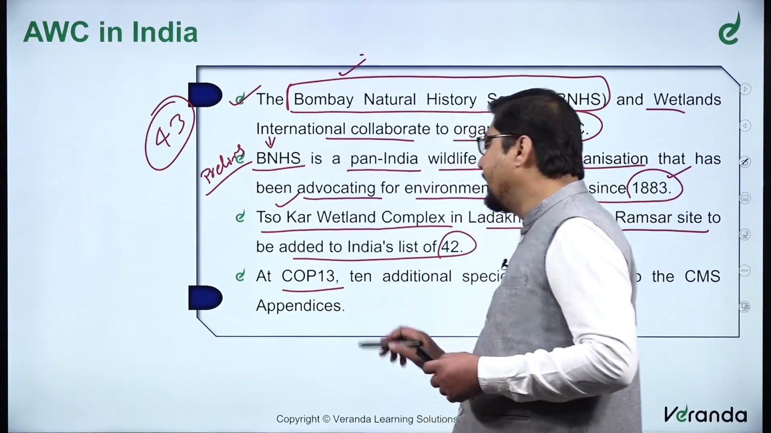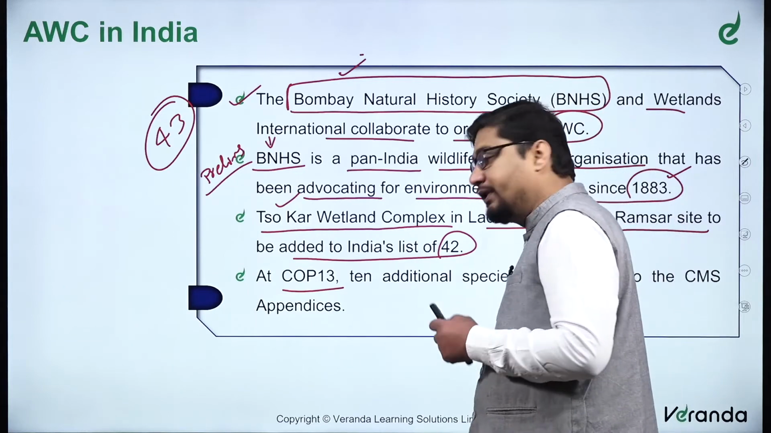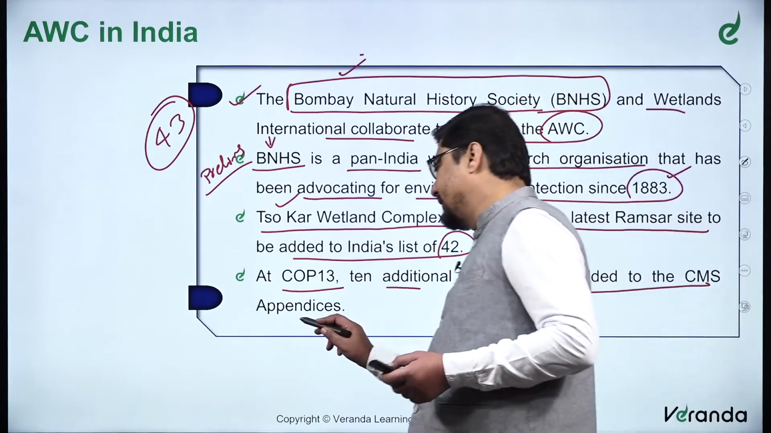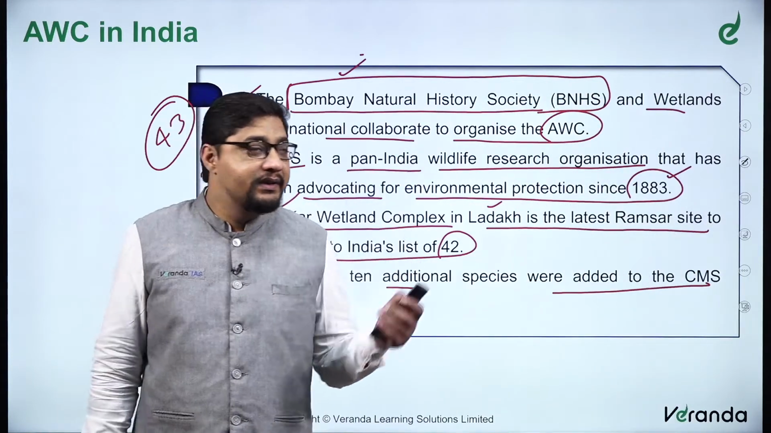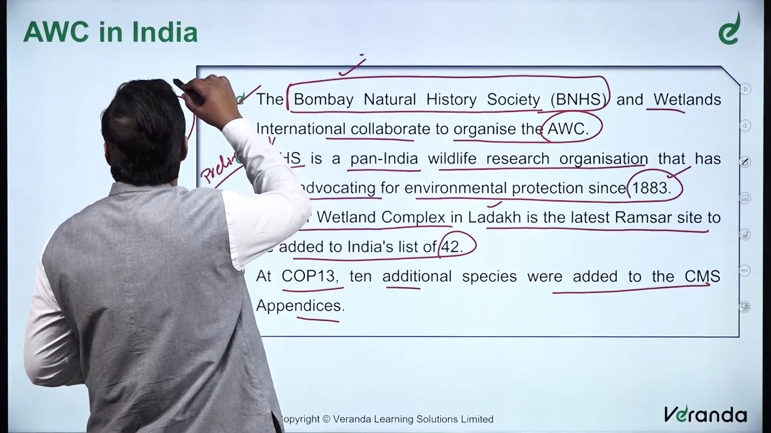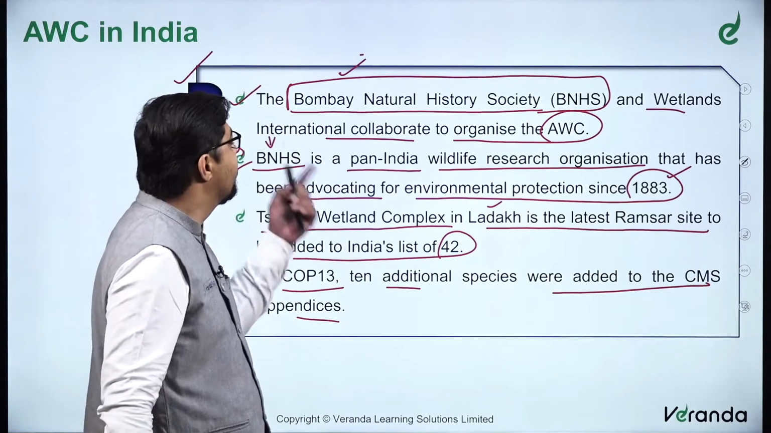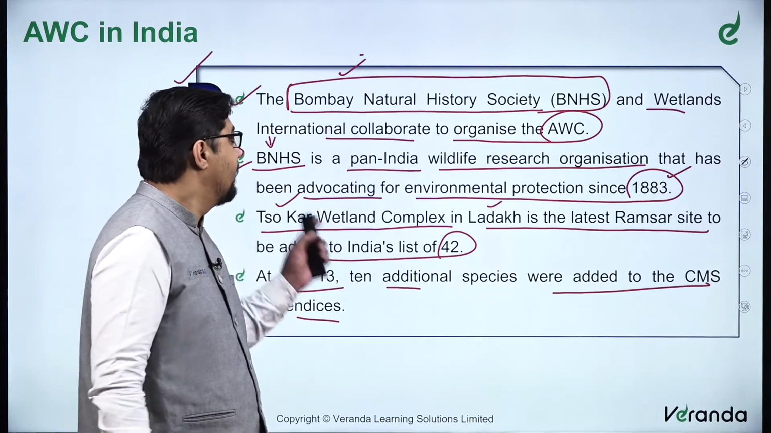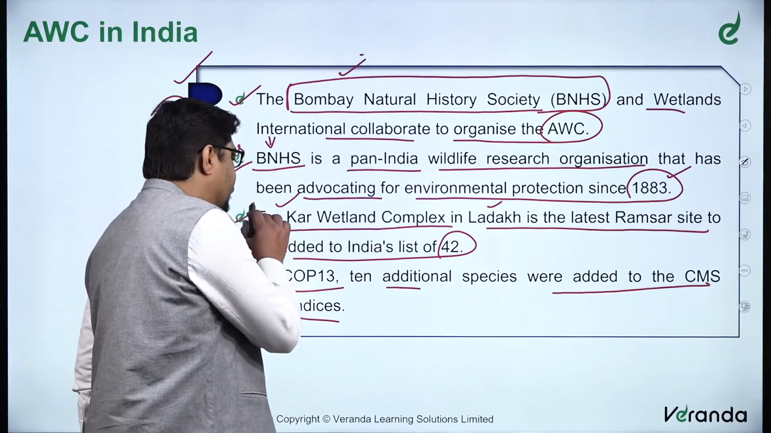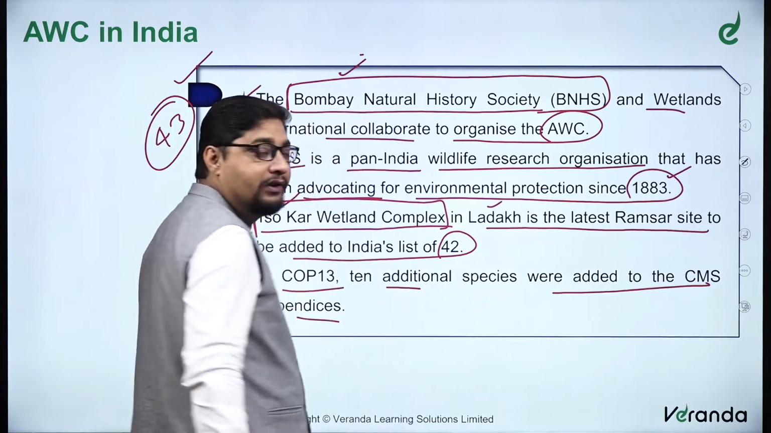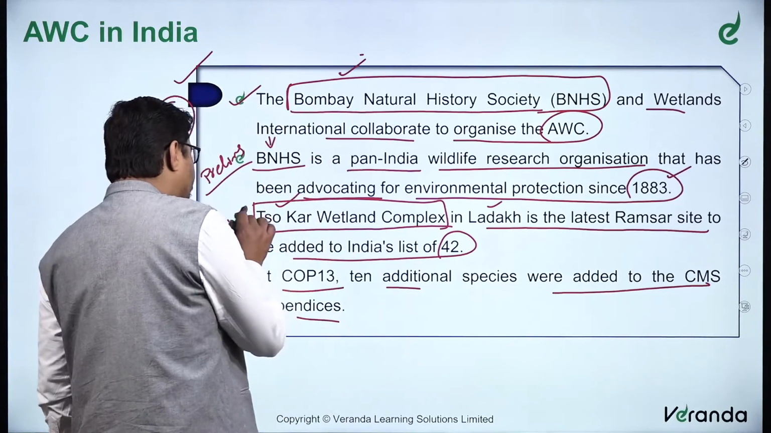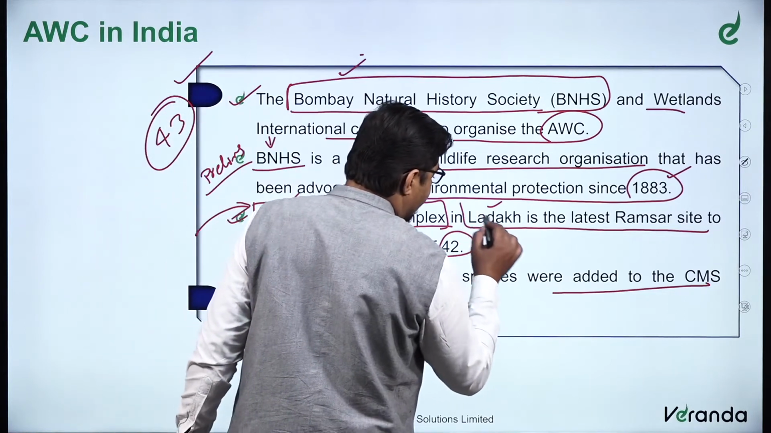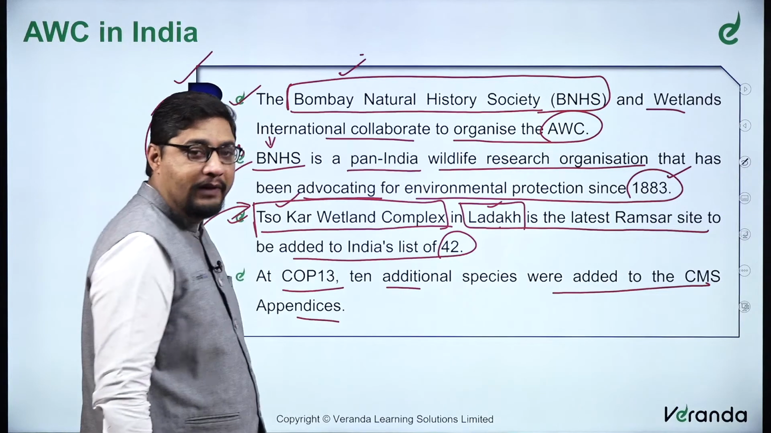Now COP13, the 13th Conference of the Parties, added 10 additional species to the CMS appendices. Okay, so that is the information about AWC in India. Again, the important thing is the Bombay Natural History Society and its work, and then the wetland. And as this wetland is in the news, you need to know it from the geographical point of view, as to where it actually lies. Overall, we can say it is in Ladakh, but just go through the topography of that region also.